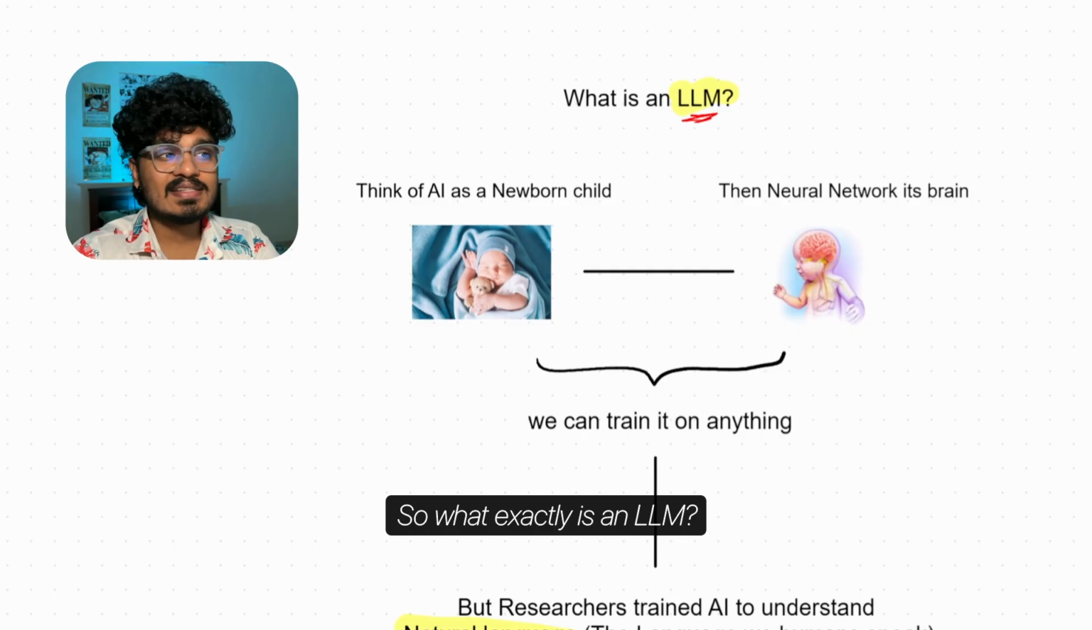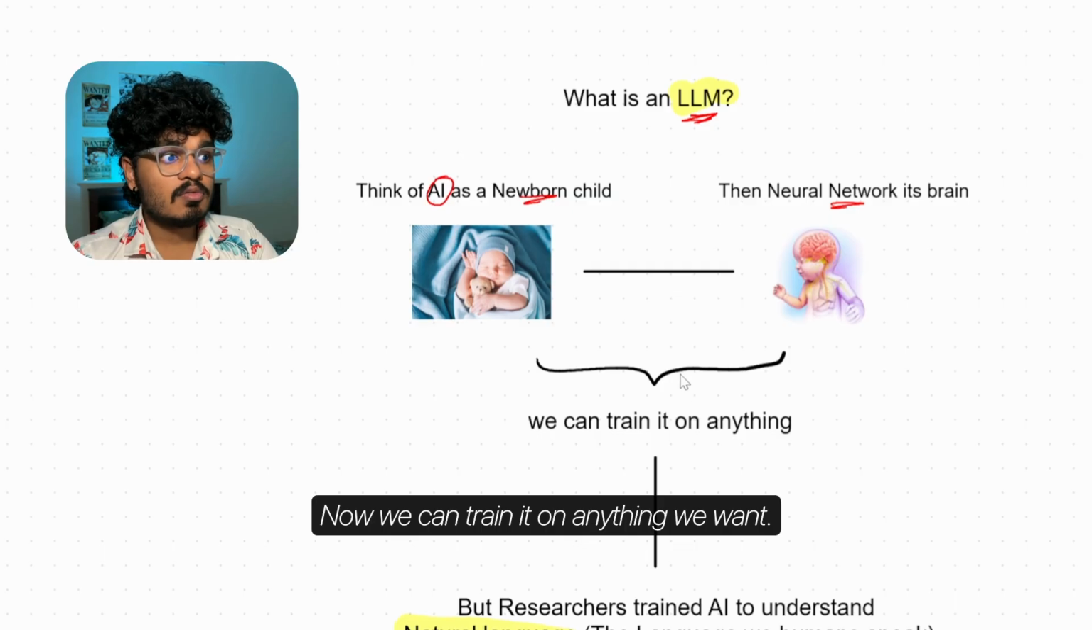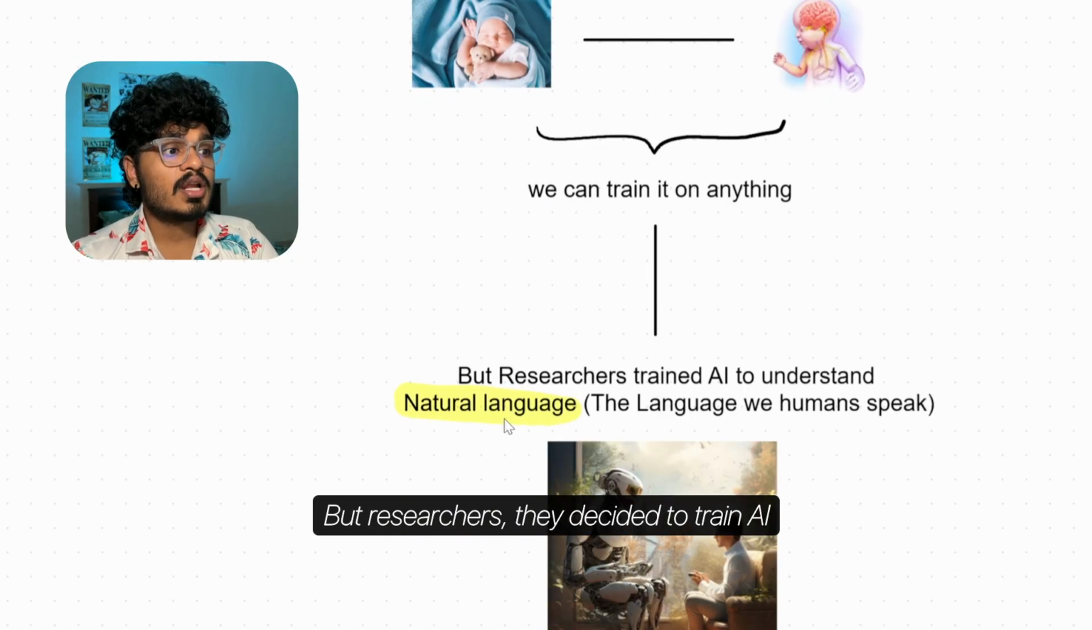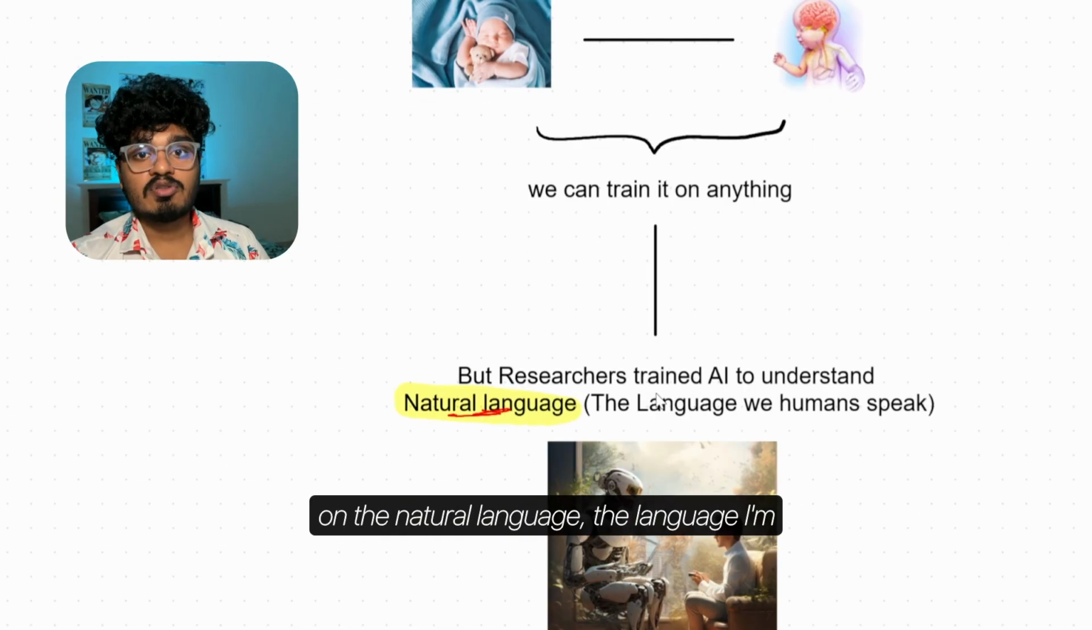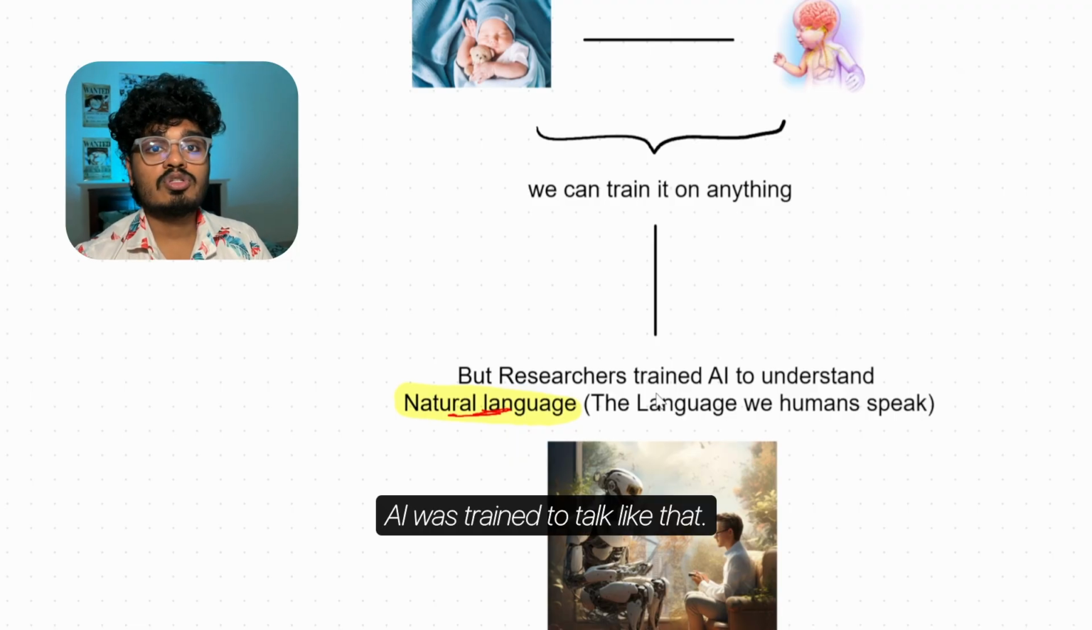So what exactly is an LLM? Think of AI like a newborn child. Its neural network is its brain. Now, we can train it on anything we want, but researchers decided to train AI on natural language, the language I'm speaking to you right now. Any language we humans speak is called natural language. AI was trained to talk like that.